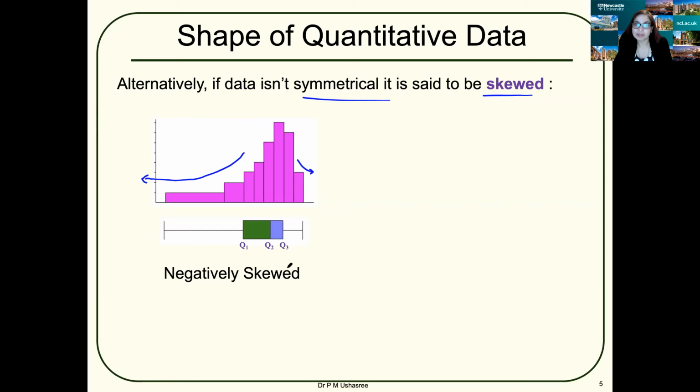Okay. So the shape of the data is negatively skewed. Look at the whisker length in the box plot, how does it look? The left whisker is longer than the right. So in this case, what's happening? The mean is less than the median.